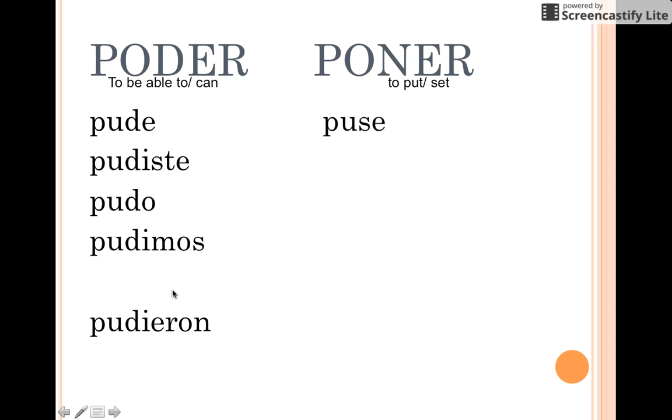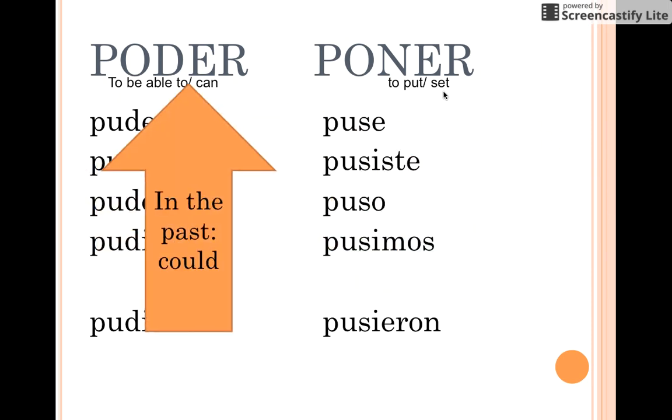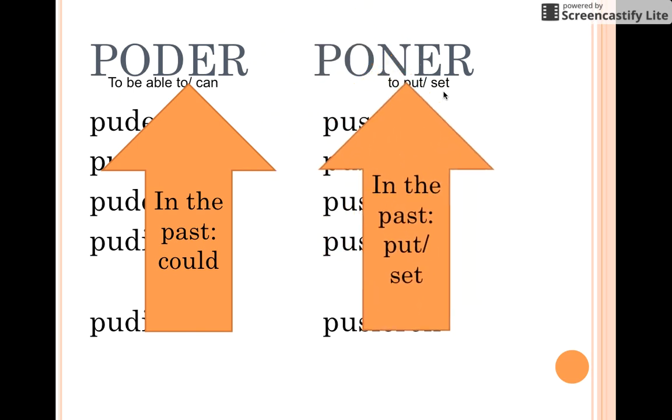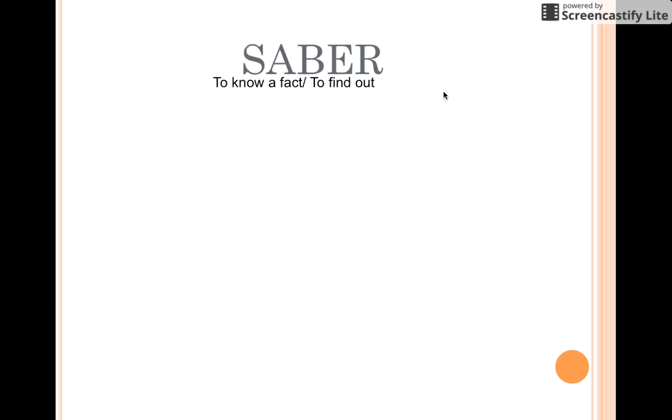And then you have poner: puse, pusiste, and puso for your singular forms. And then you have pusimos and pusieron for your plural forms. Again, you can put them in a chart form or just write them just like this. And poner means to put or to set, like you're setting a table. So poder in the past would be could in English. And then poner in English would mean to put or to set as well, no change.